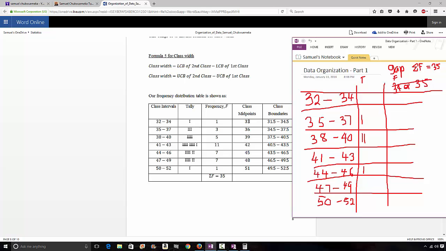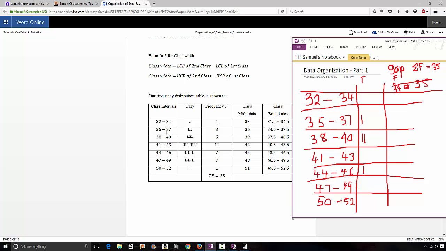Remember, the midpoint is just the average of the lower class interval and the upper class interval of the same class. But for the class boundaries, to find the upper class boundary, you need the average of the upper class interval of the first class and the lower class interval of the second class. So 34 plus 35 gives you 69. 69 divided by 2 gives you 34.5. You see that?